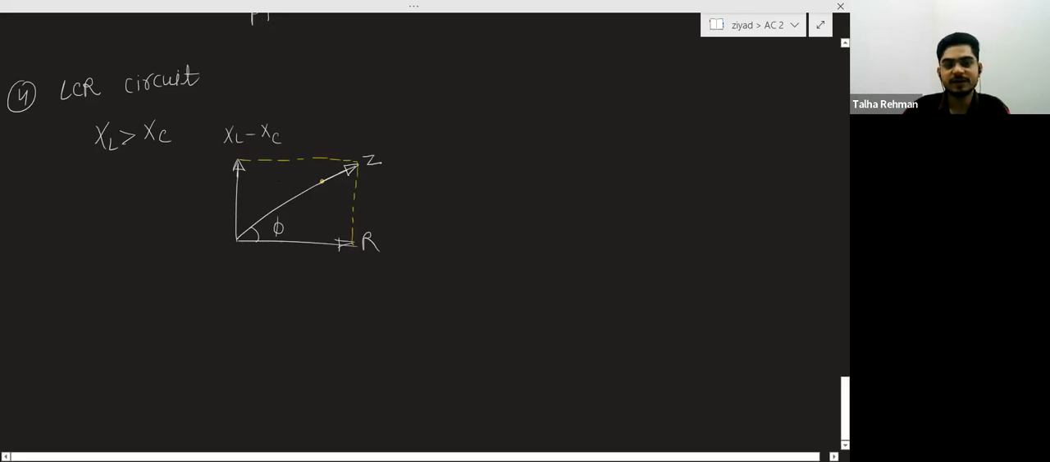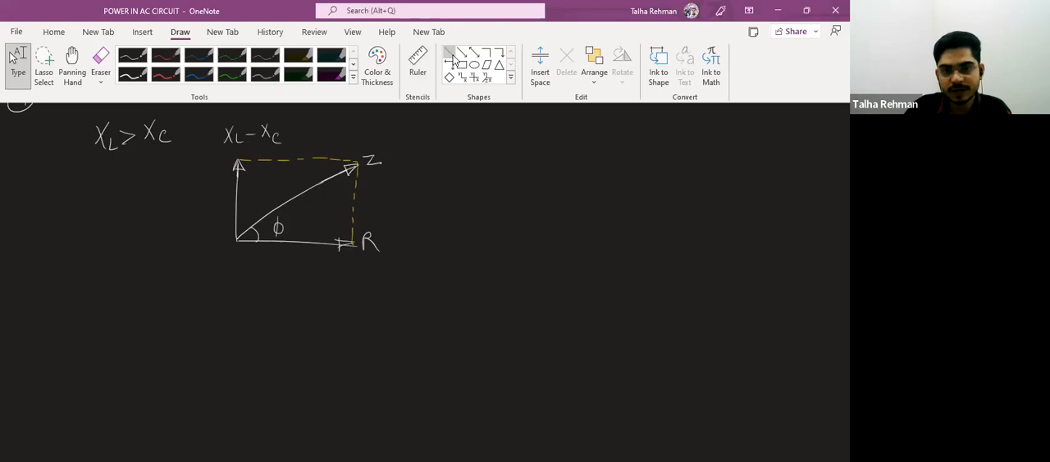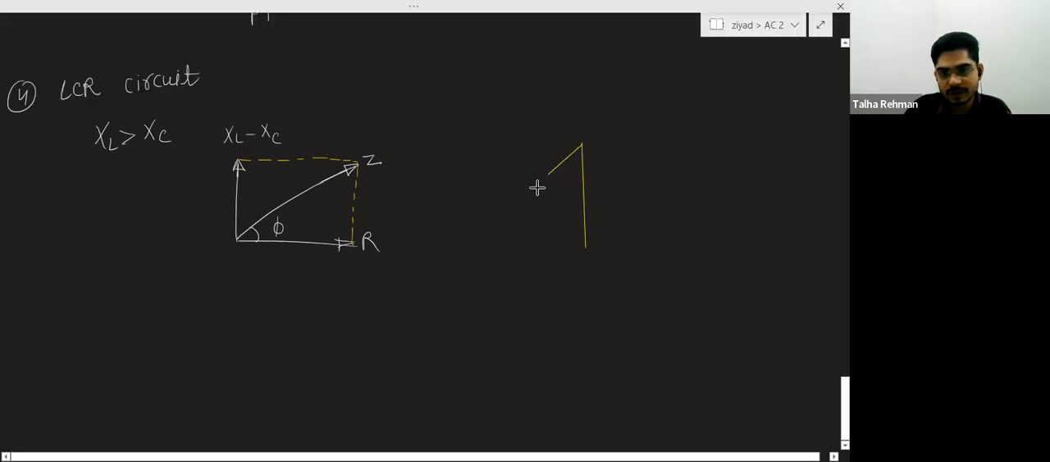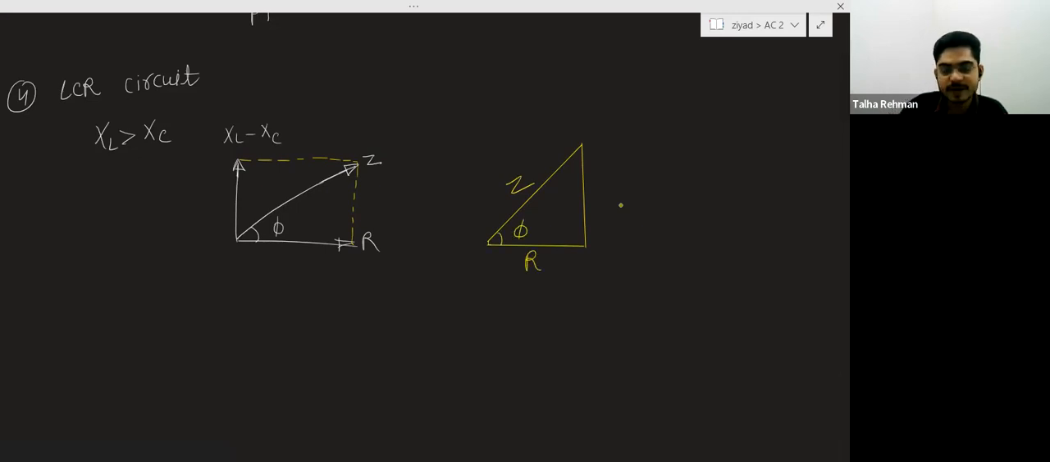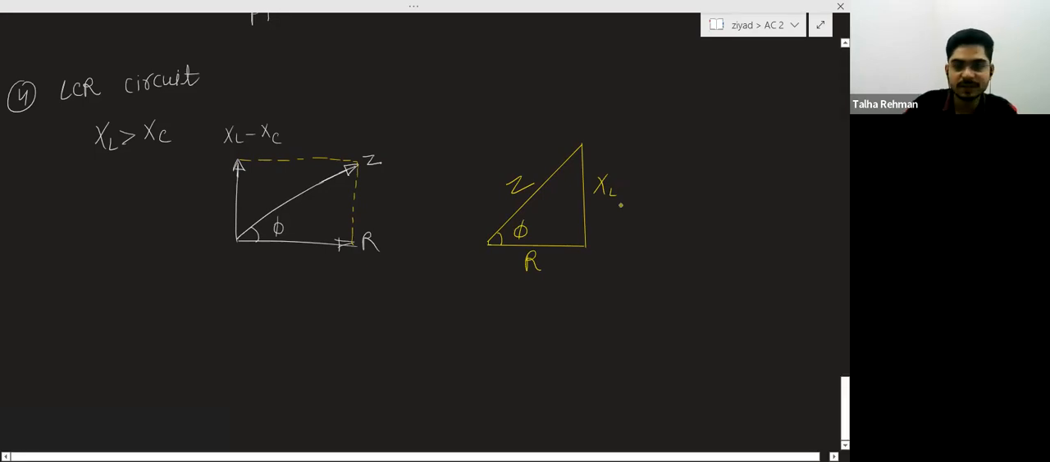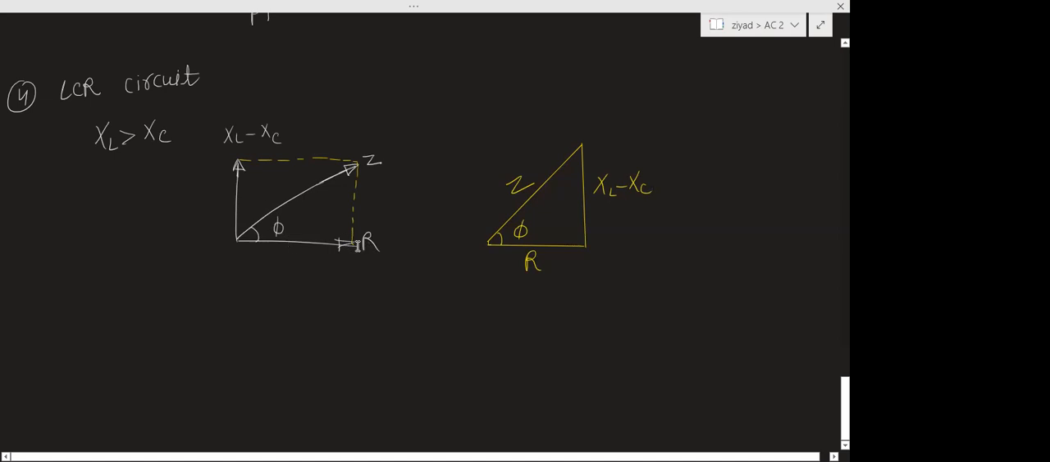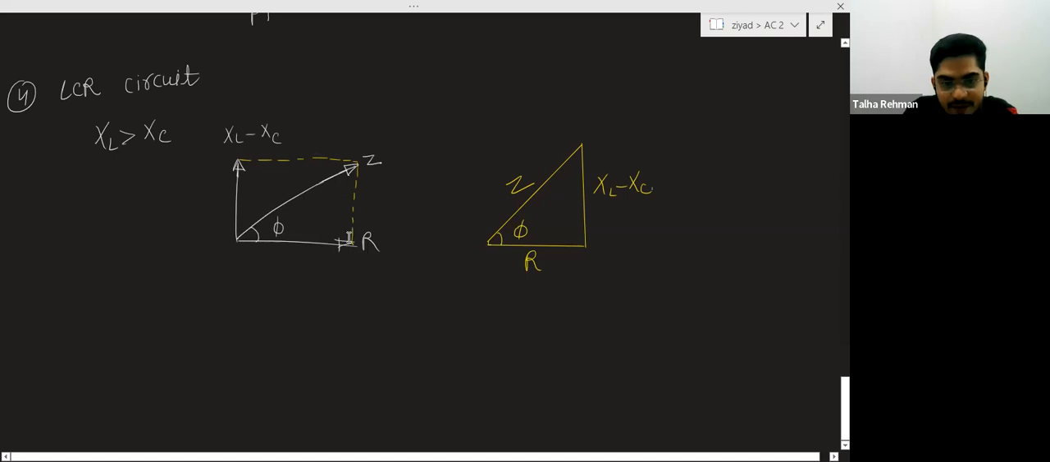So we will draw the triangle separately. Here I am drawing the triangle again. This is the triangle you will get. This is Z, this angle is phi, this is R, and this length will become XL minus XC. Why? Because you are drawing a line parallel to this line, so the length of this line will be equal to the length of this line, and the length of this line will be XL minus XC. That is why this is XL minus XC, and this is known as the impedance triangle.